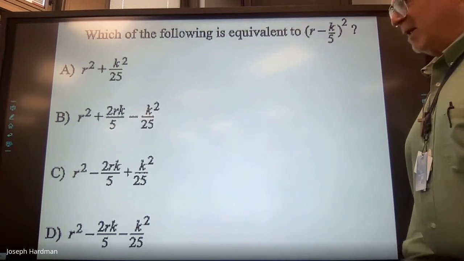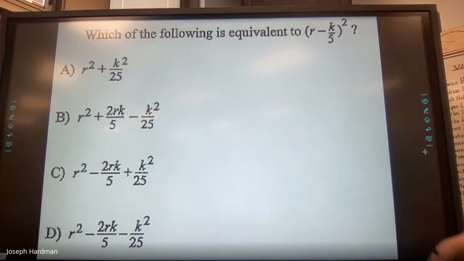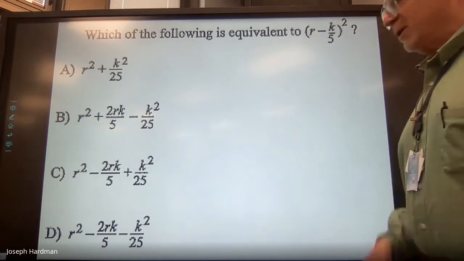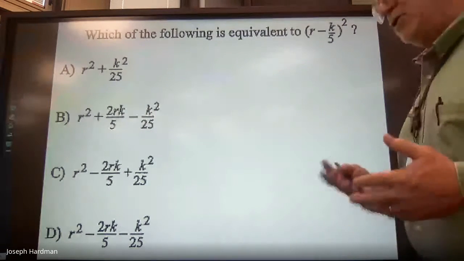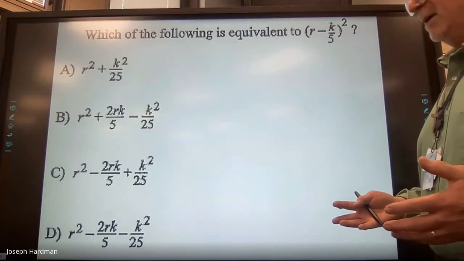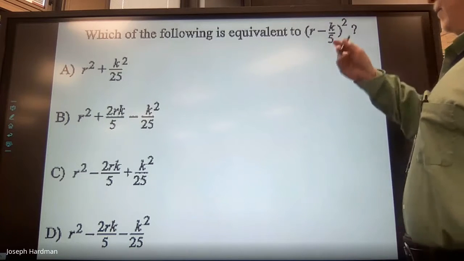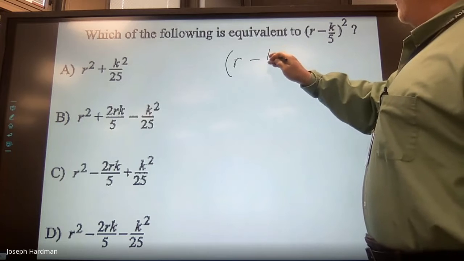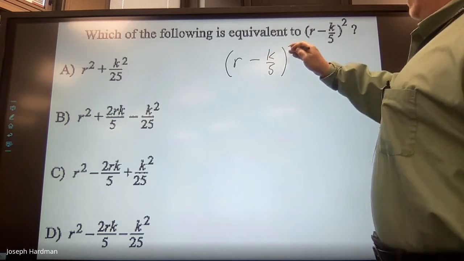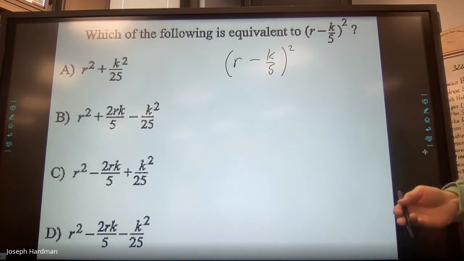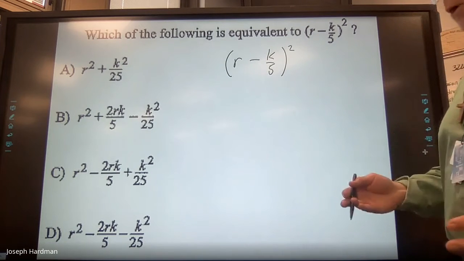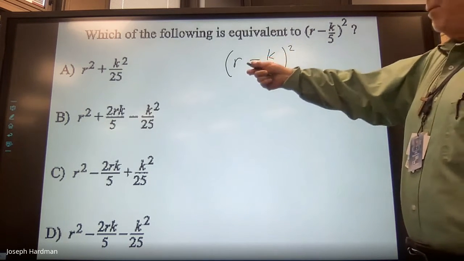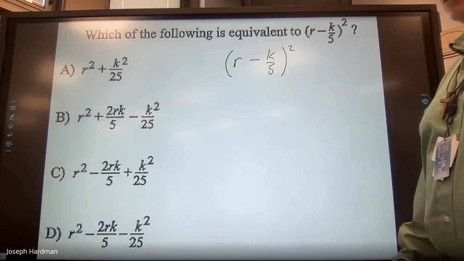All right, ladies and gentlemen, we got this problem here. It's a multiple choice problem. And every time you have a multiple choice problem, you should be thinking about reducing your choices and everything. So the first thing: we have r minus k over 5, and we're squaring this. Now, what most kids will do, and we don't want you to do that, is just square both of these right off the bat and think that's the answer.